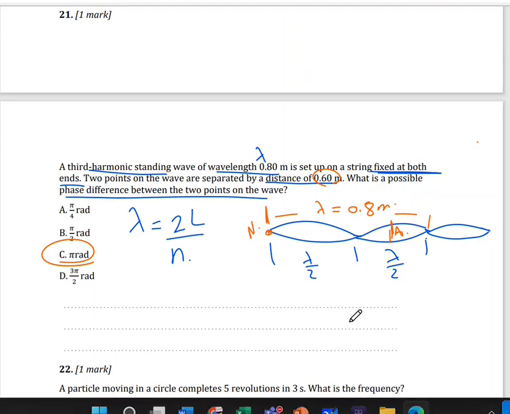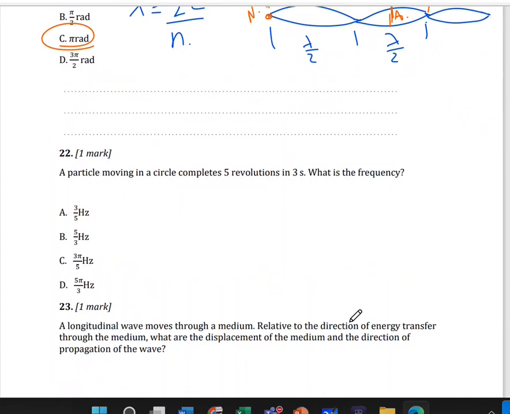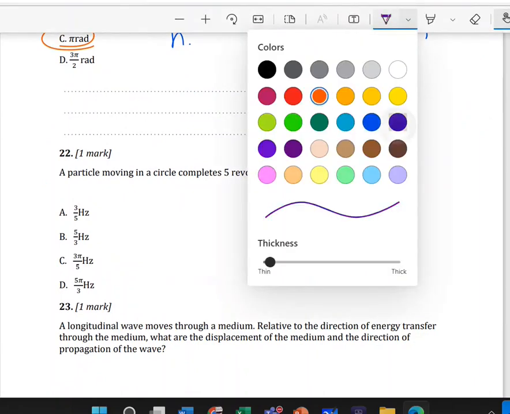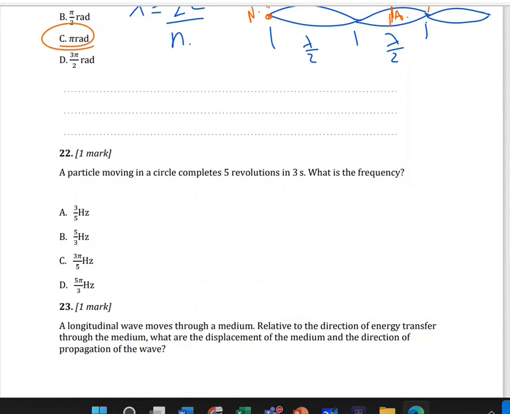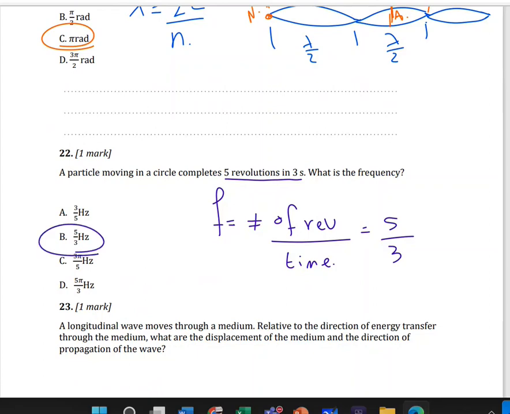Okay. Now 22, we have a particle moving in a circle, completes 5 revolutions in 3 seconds. What is the frequency? This is circular motion, but as we said, circular motion is related to waves. So frequency is the number of oscillations or revolutions per second. So divided by time. Number of revolutions is 5. Time is 3, so it will be 3 over 5 hertz.